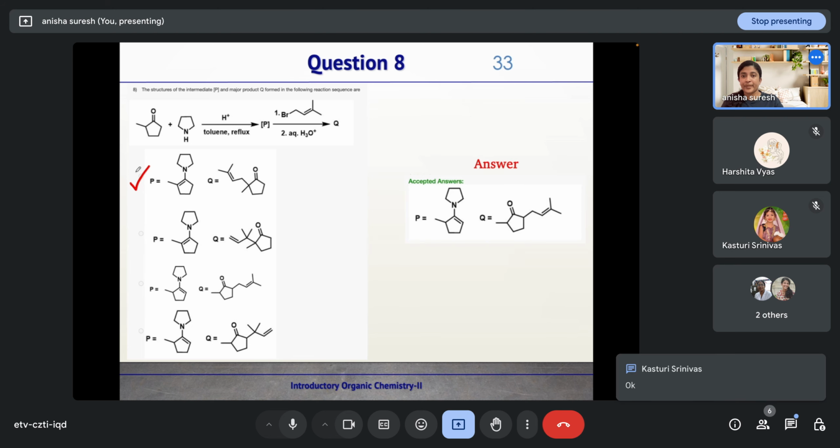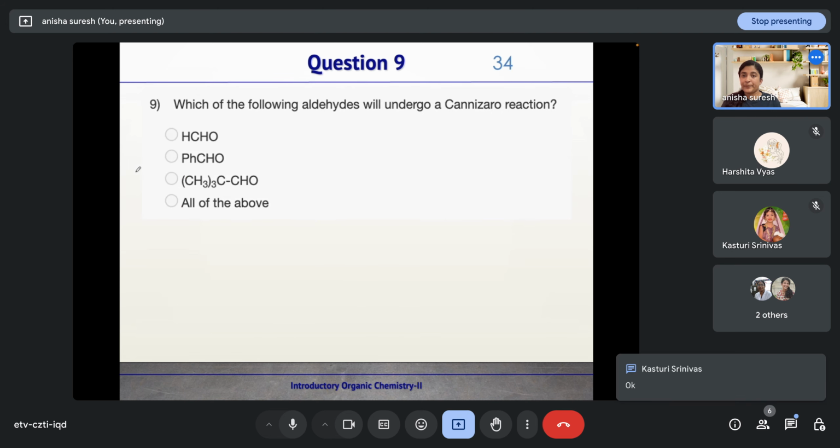Now coming to question number 9. Which of the following aldehydes will undergo a Cannizzaro reaction? So formaldehyde is given, benzaldehyde is given, and tertiary butyl aldehyde is given. In all these cases, there are no alpha hydrogens present. This is one of the conditions for the Cannizzaro reaction to take place. So all of the above will be the right answer.